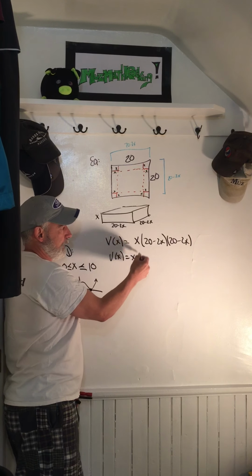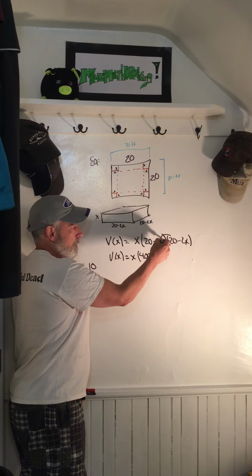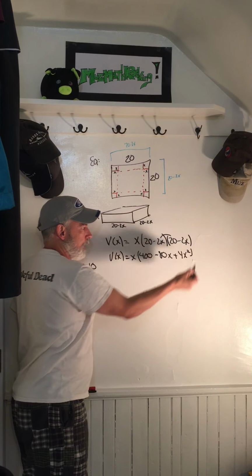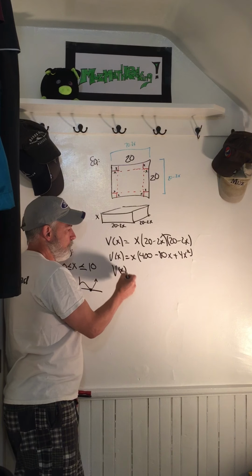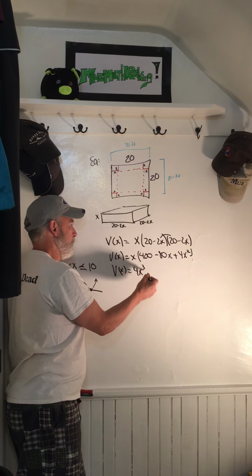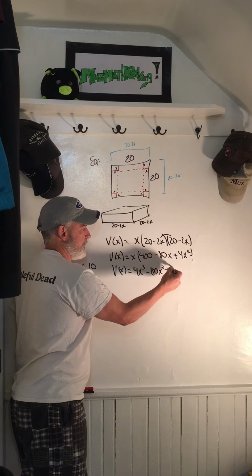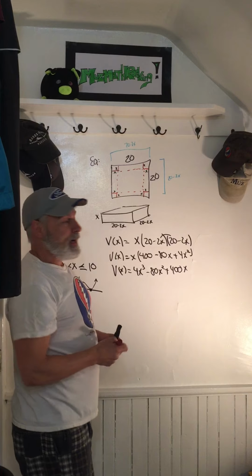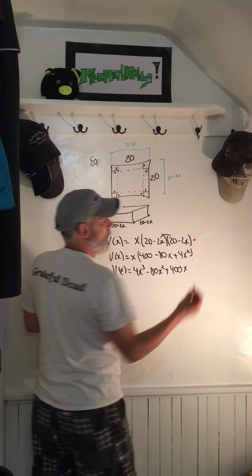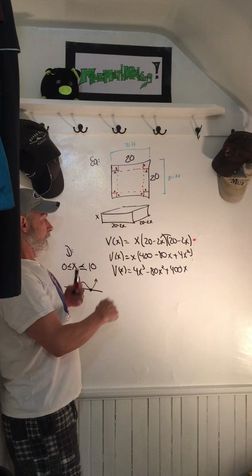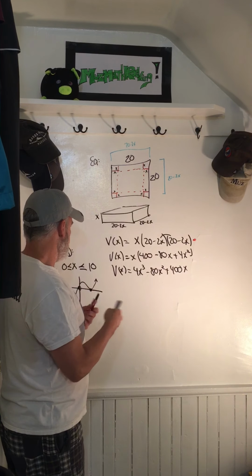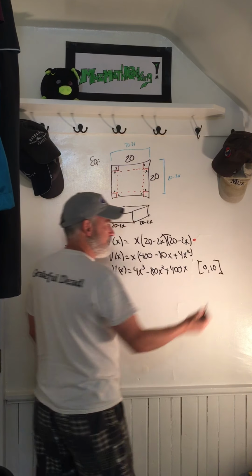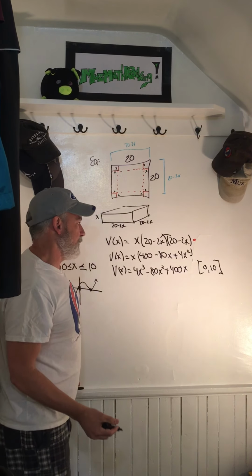V of x equals x times 400 minus 80x plus 4x squared. Distributing the x and rewriting it in typical polynomial fashion, descending order, we get to here. In our pre-calc work, this was a better way to write it because we could do this graph and think about it. Now we have this, and our domain is 0 to 10. That's another way of telling people the interval they should consider this function.